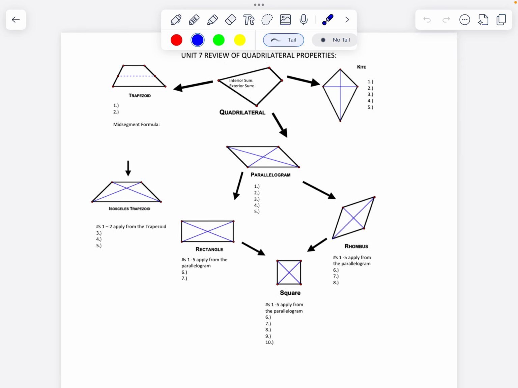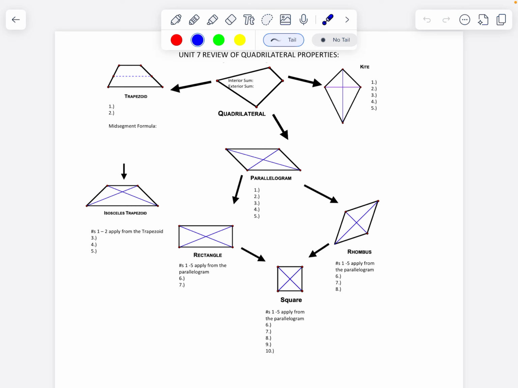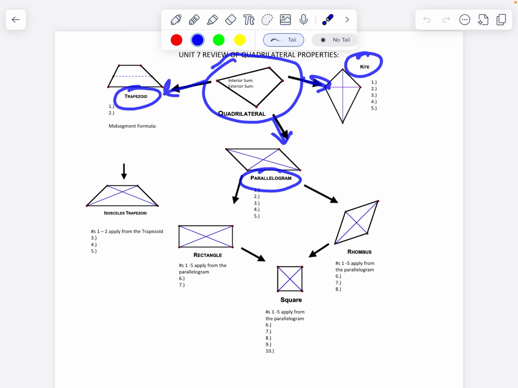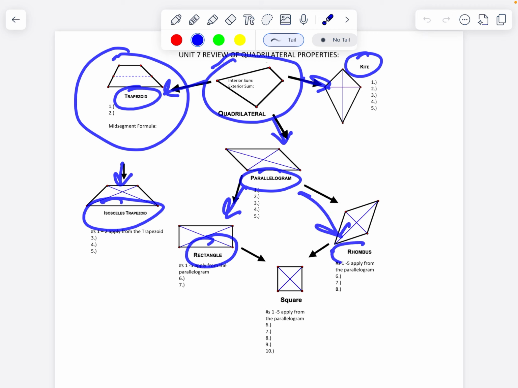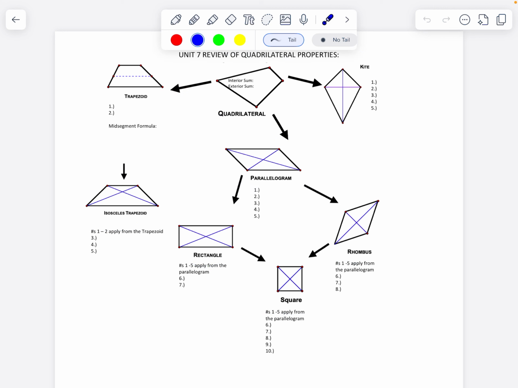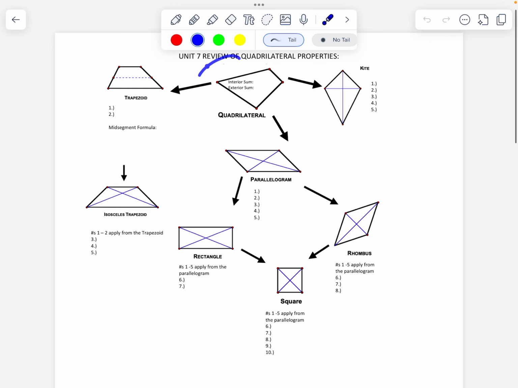All of these figures fall into a tree. They're all quadrilaterals. Some of them are parallelograms, some of them are trapezoids, some of them are kites. If it's a trapezoid and it has a few more properties, it's an isosceles trapezoid. If it's a parallelogram and it has a few more properties, it's a rectangle or a rhombus. And if it has all those properties combined, then it's a square. Again, as I mentioned earlier, it falls into a family tree in a sense, where they're all quadrilaterals, but they can be different based on certain properties.